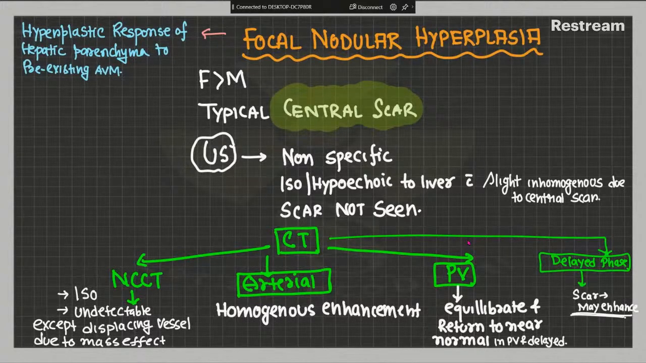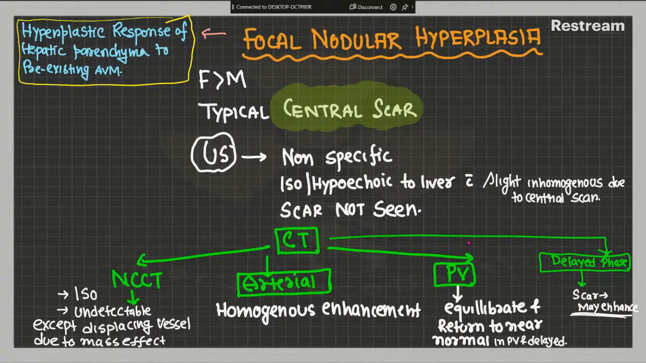It is a benign tumor, usually more common in females compared to males, and common in the middle age group, that is, the reproductive age group. So focal nodular hyperplasia, before going to the imaging technique, one key pathological point: focal nodular hyperplasia is not a tumor. If you see it histologically, these are normal liver tissue, normal hepatocytes which have become proliferated.